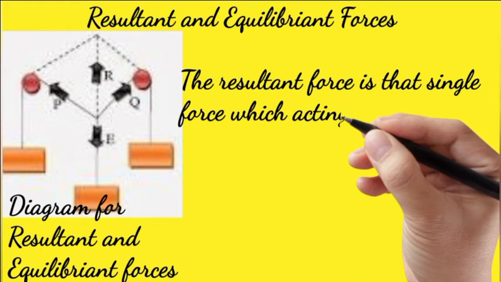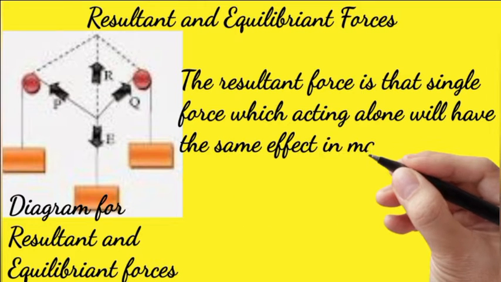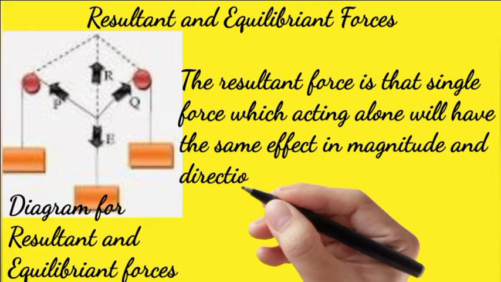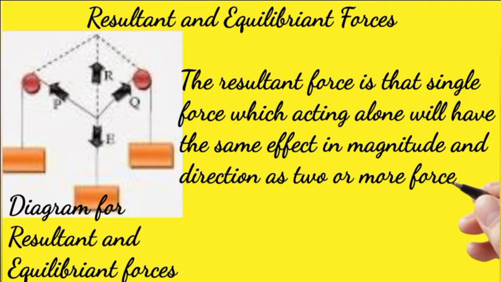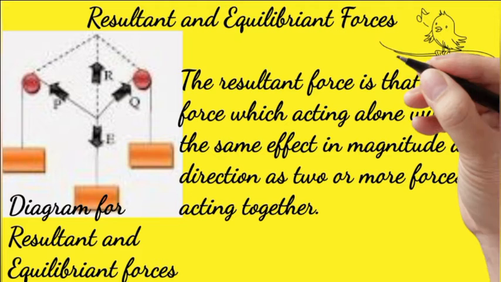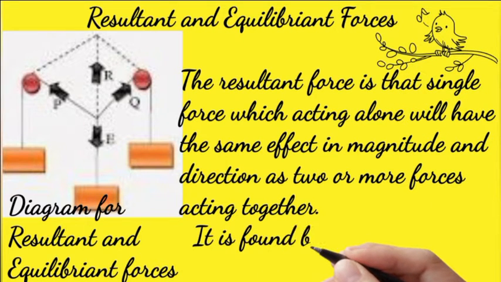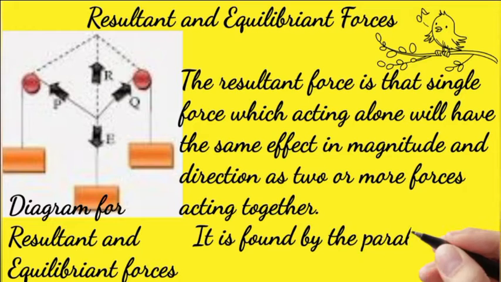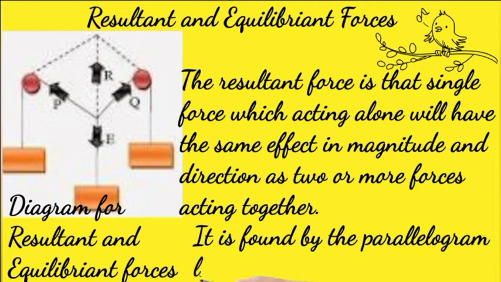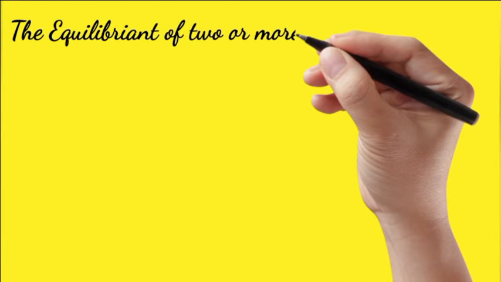The resultant force is that single force which, acting alone, will have the same effect in magnitude and direction as two or more forces acting together. It is found by the parallelogram law of vector addition. By now, you should already know the parallelogram law.